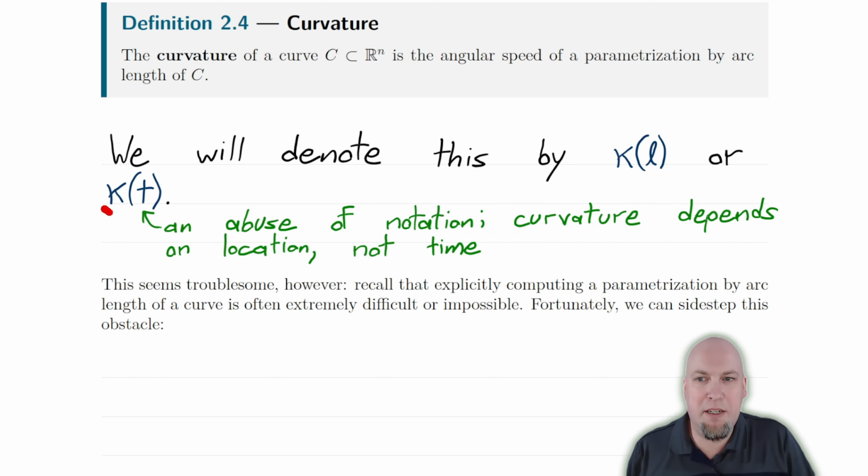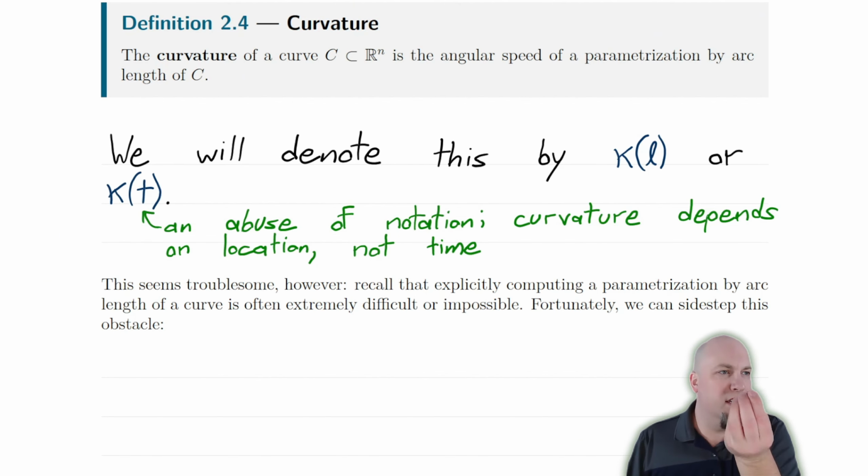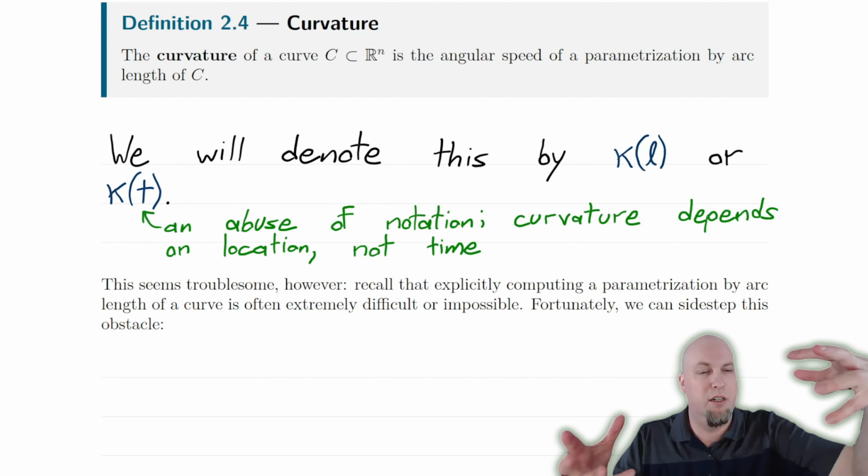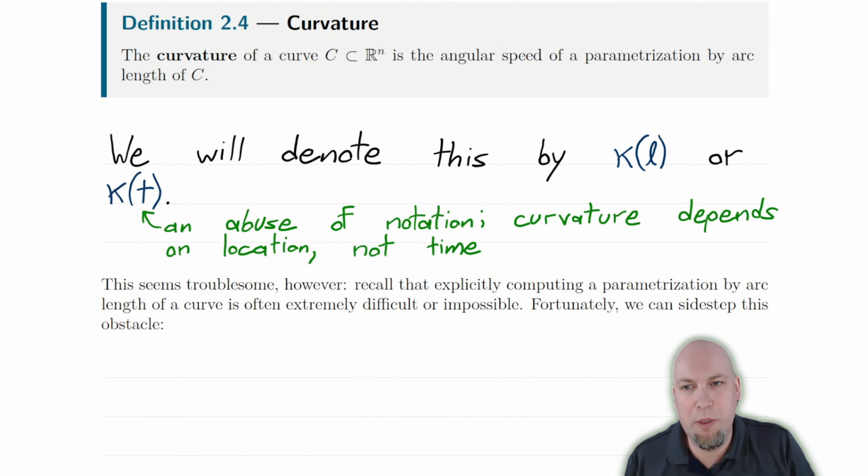Okay, so if I say kappa of t, really it doesn't depend on time. There is no time here. It's just a curve. Really, what's going on is we relate this t to L in the usual ways via this parameterization by arc length sort of stuff. But it's going to be convenient just to write it like this.